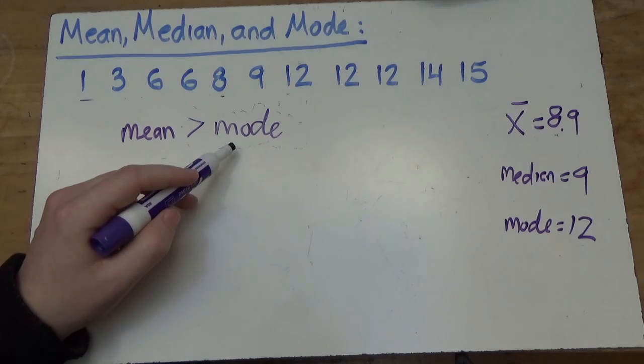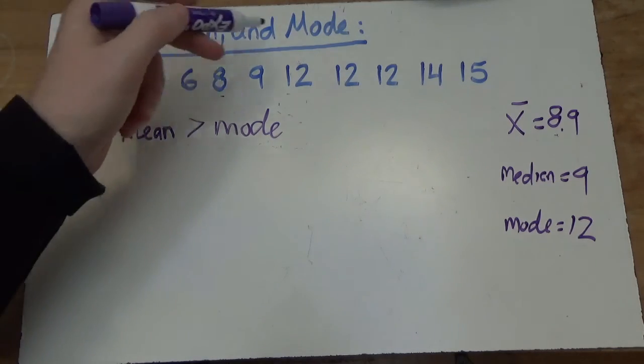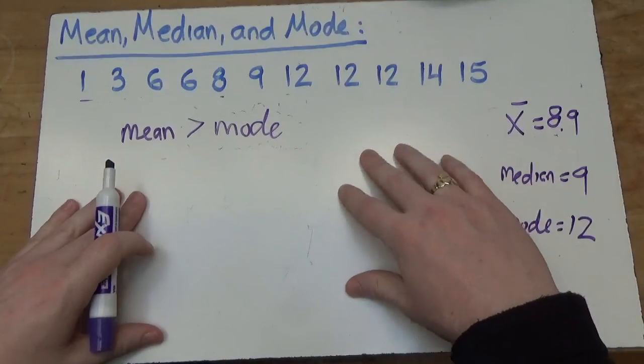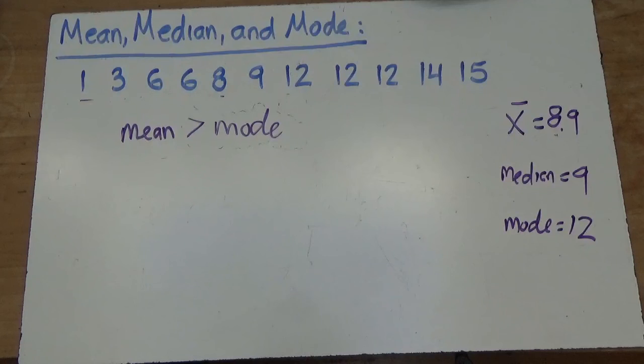That's telling me something. So these mean, median, and mode all tell you about this data. All right? And hopefully now you know how to calculate them and a little bit of how to interpret what these numbers mean.